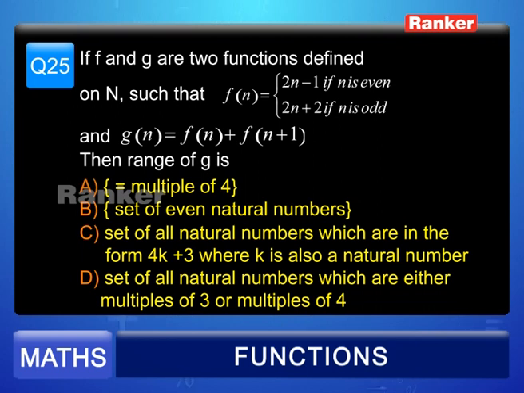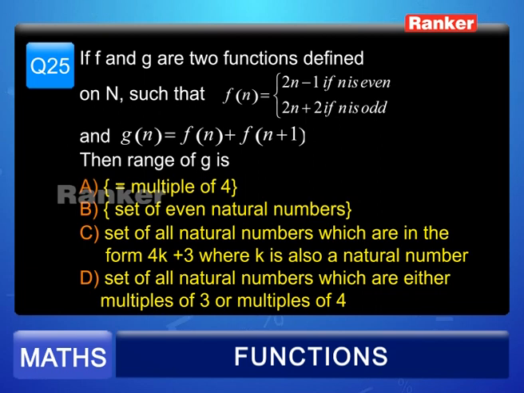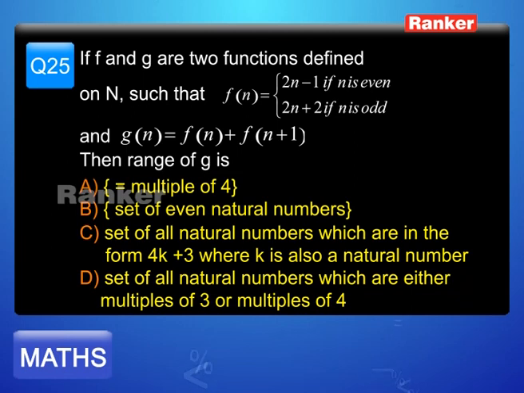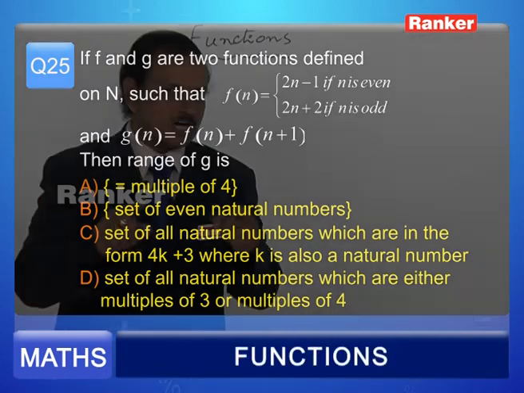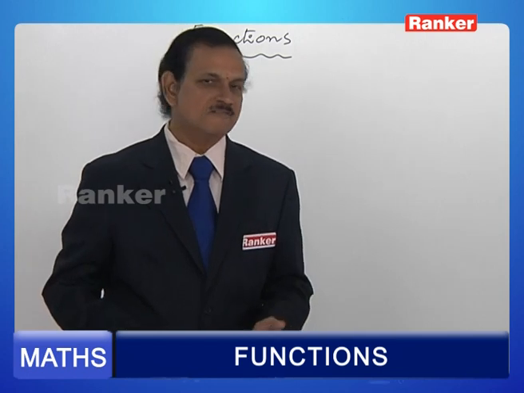The first option is the set of all positive multiples of 4. Second option, the set of all even natural numbers. Third option, set of all natural numbers which are in the form 4k plus 3, where k is also a natural number. And the fourth option is the set of all natural numbers which are either multiples of 3 or multiples of 4. Range of g, how far does it range? We are supposed to find.